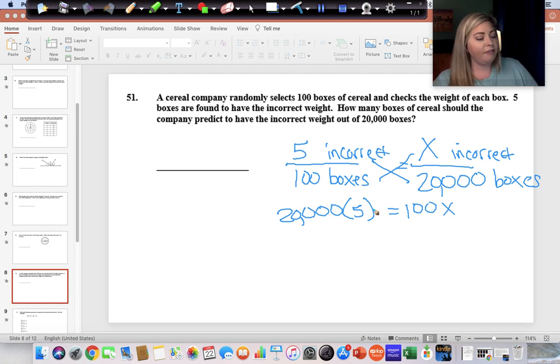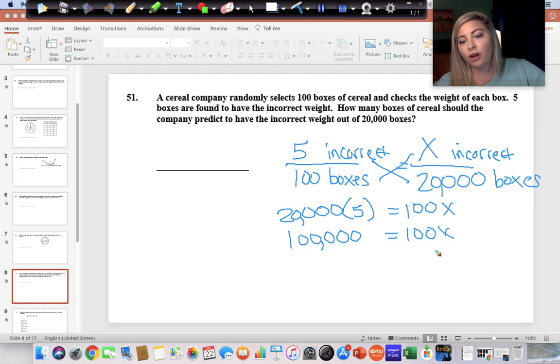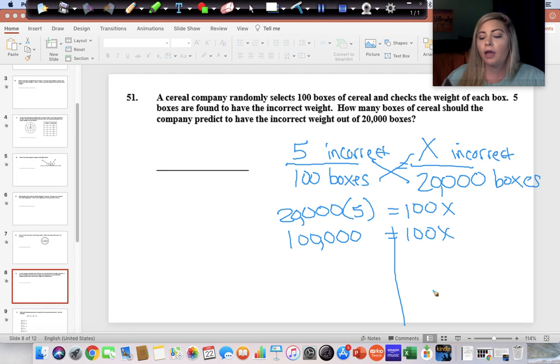20,000 times 5 is 100,000. And then we simply have 100x over here. To solve for x, we have to do the opposite of what it says. Right now it's saying that we are multiplying our variable times 100. So to solve that, we have to do the opposite of multiplying by 100 and divide by 100. So we're going to divide both sides by 100.